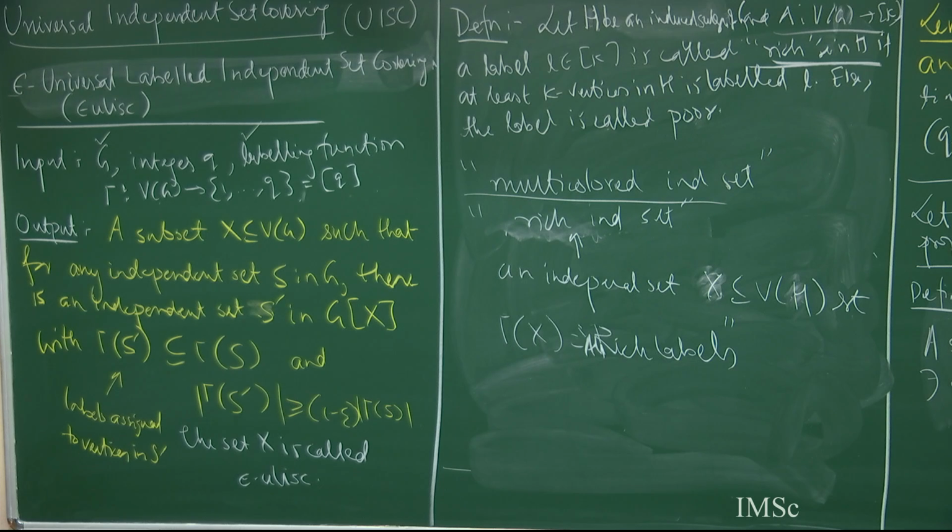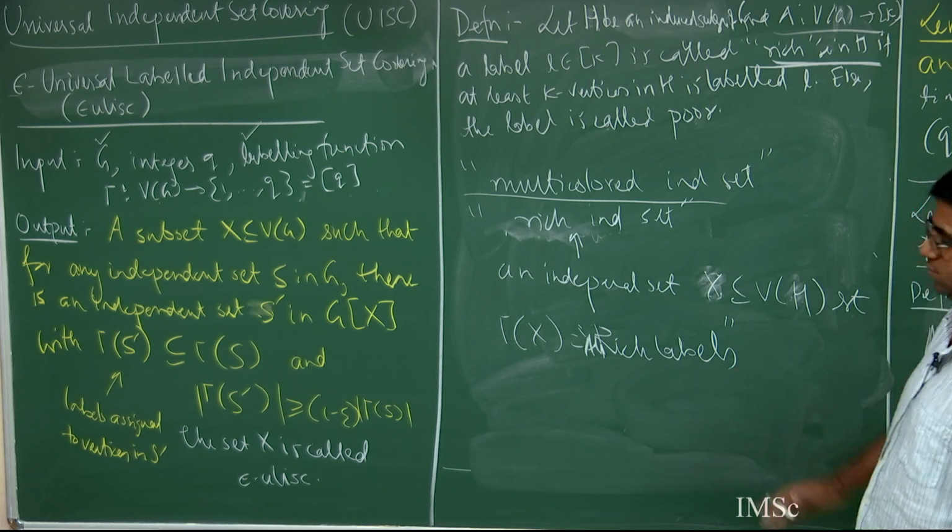So here is my question. G is an interval graph. I give you an induced subgraph H of G, with the property that it has a certain set of rich labels. What is a rich label? If the number of vertices with that label is more than the threshold. Now I am claiming to you that you can find this.